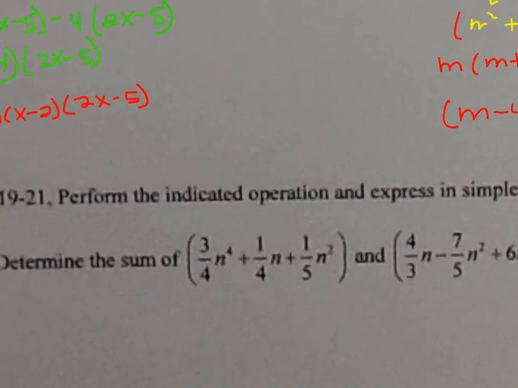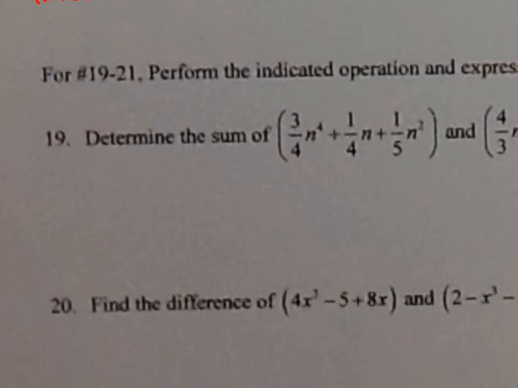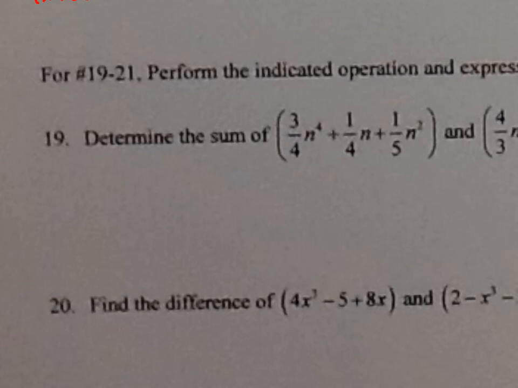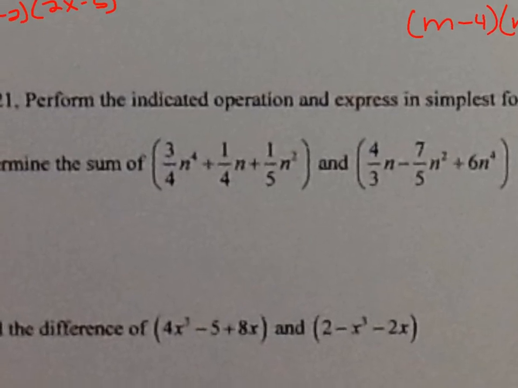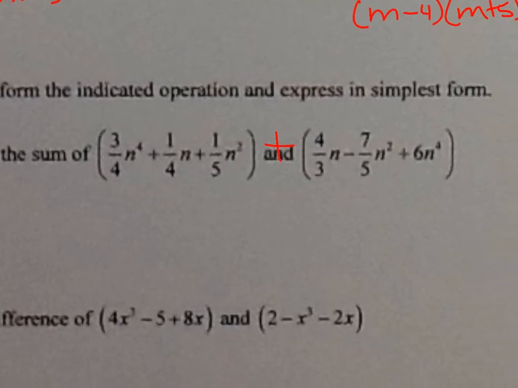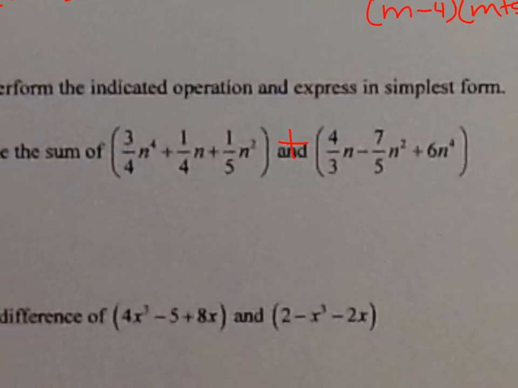Okay, numbers 19 through 21, we are performing the indicated operation. All right, so it says find the sum. Sum means to add them, so we're going to add these together. Look for like terms. I'm going to combine 3/4 n to the 4th plus 6n to the 4th. Use the fraction key on your calculator. It's 3 over 4 n to the 4th.